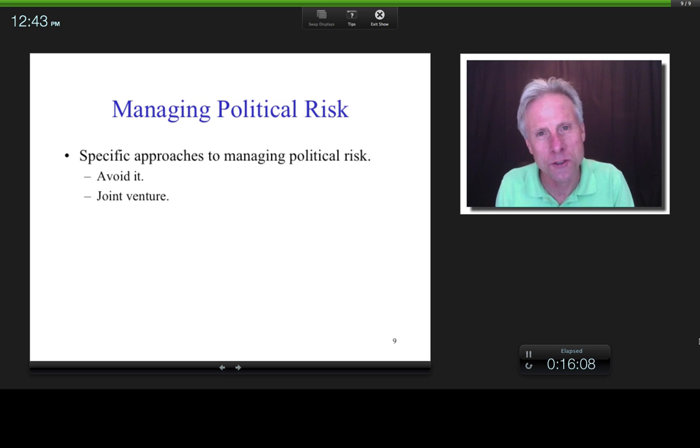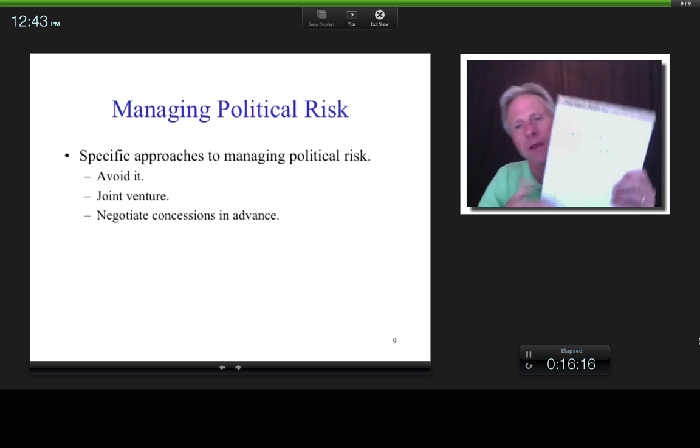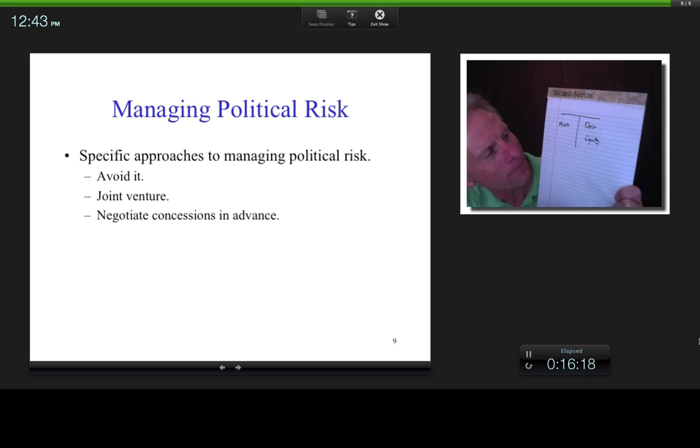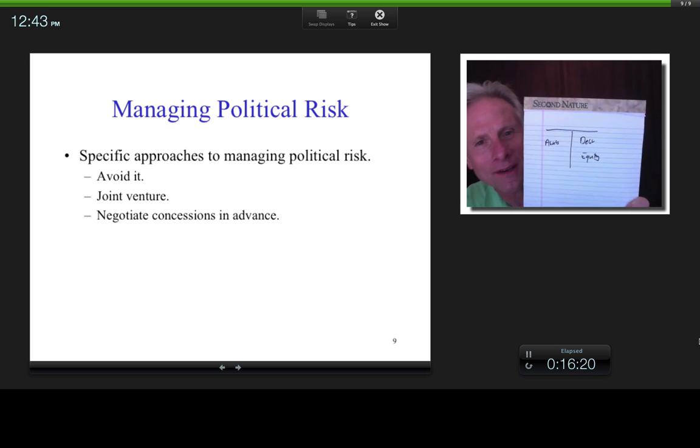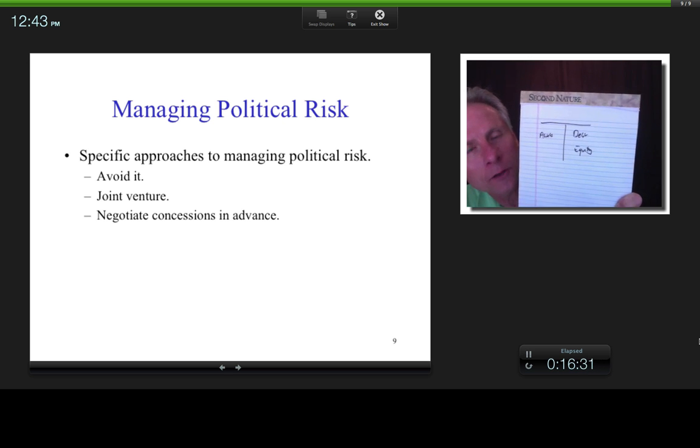So other issues, well, we've already talked about this one, negotiate concessions in advance. But let's get back to this. What do you see in the context of the balance sheet right here, as far as what the company could do to make negative consequences of political risk less likely?